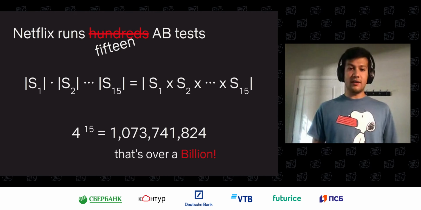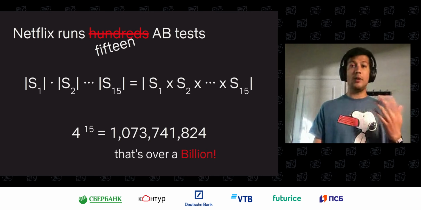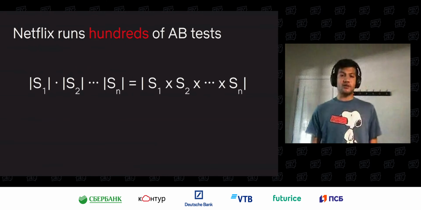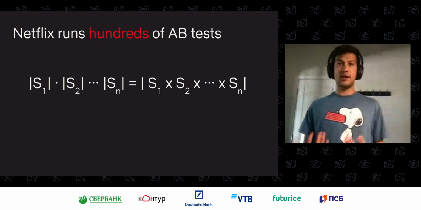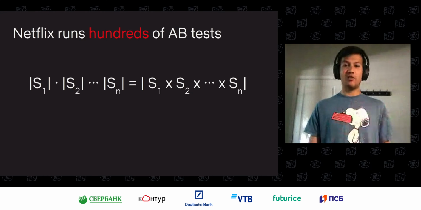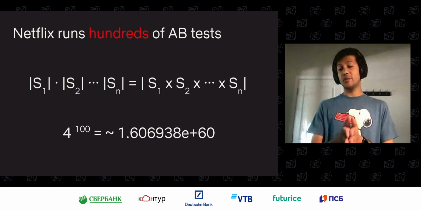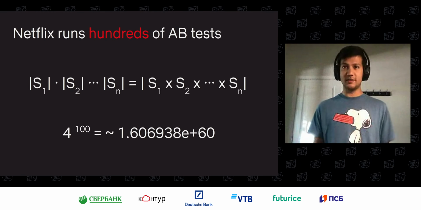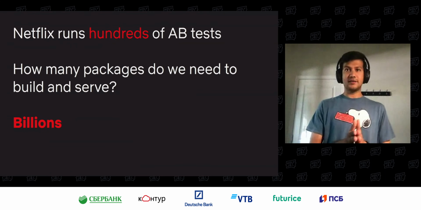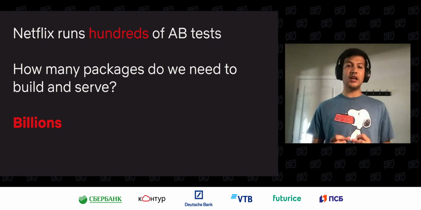Yes. Think about it. Just with 15 A/B tests having four variations, we are already talking about a billion smaller bundles. But the fact is, it's not 15. We are actually running hundreds and hundreds of A/B tests. If we assume hundreds of A/B tests with four variations each, we are looking at a pretty huge number, so huge that I cannot even put it on these slides. So at this point, I hope people are clear that mathematically we probably need to serve billions of smaller packages.